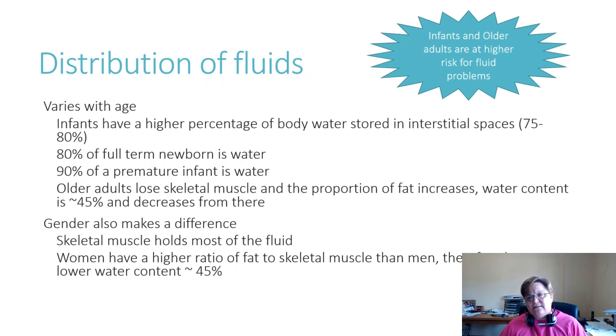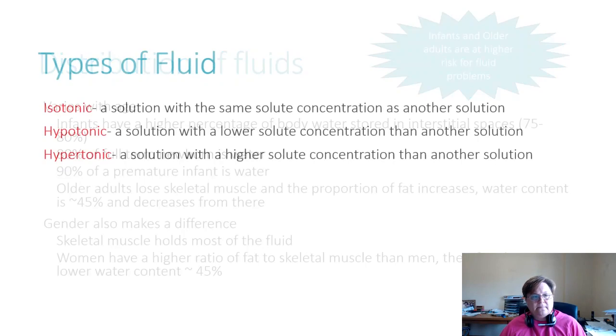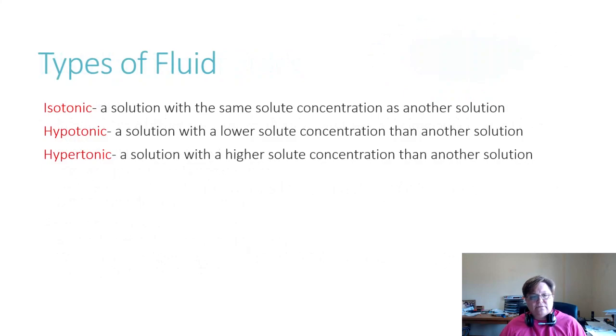So because fluids vary depending on gender and age, you need to take those into consideration. Definitely infants and older adults are at higher risk for fluid problems due to those changes. We have three main types of fluids that I might administer to someone who's sick. They are isotonic, hypotonic, and hypertonic.